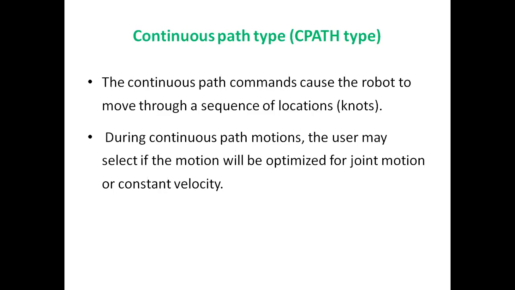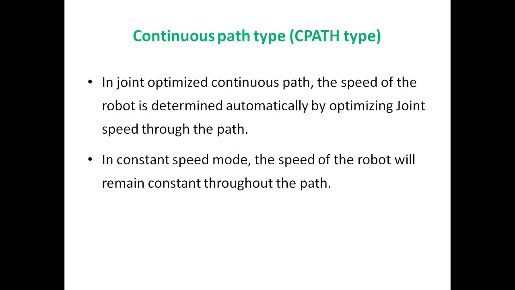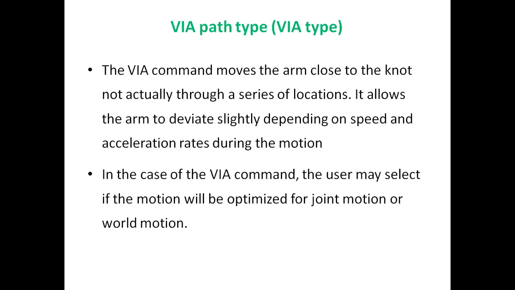During continuous path motion, the user may select whether the motions will be optimized for joint motion or constant velocity. In joint optimized continuous path, the speed of the robot is determined automatically by optimizing joint speed through the path. In constant speed mode, the speed of the robot remains constant throughout the path. The via command will move the arm close to the node, not actually to a series of locations. It will allow the arm to deviate slightly depending on speed and acceleration rates during the motion.